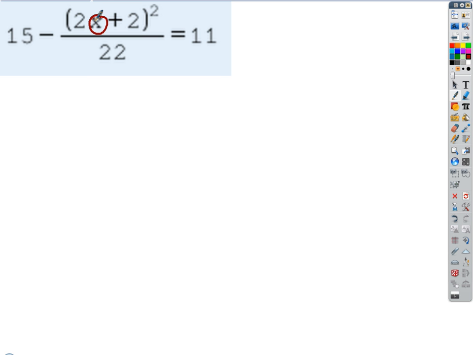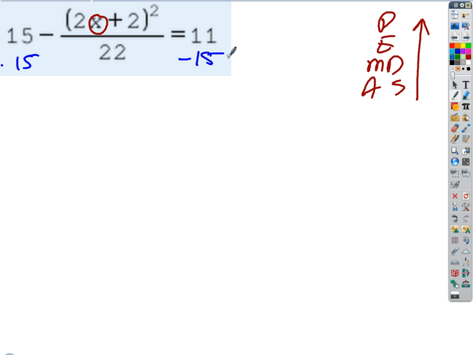So let's just quickly, this is the hard one. This is the hardest one I could give you on a problem like this. What are the steps we would go through to get that X by itself? Reverse PEMDAS, good. So we're doing SADMAP, right? What are we going to do first? Subtract 15. Right? Gets rid of that.